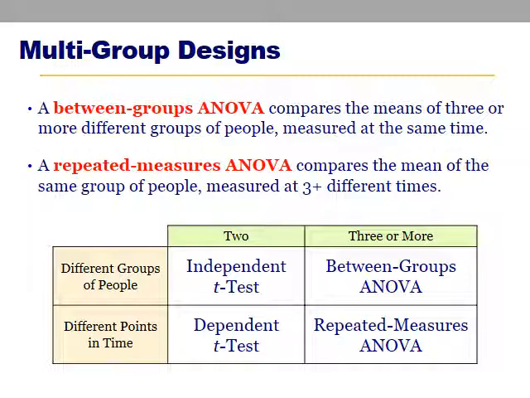In the same way, the test that we're covering today, the repeated measures ANOVA, is an extension of the dependent t-test. If we measure the same group of people twice, and we want to see if their scores changed, we would use a dependent t-test. However, if we measure the same group of people 3, 4, 5, or 8 times, we would use a repeated measures ANOVA to see whether those people's scores changed over time.